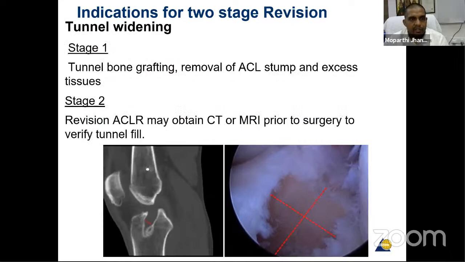Next, for tunnel widening, remove the ACL stump and excess tissue, and do the bone graft. In stage two, we do the anterior cruciate ligament reconstruction after obtaining a CT or MRI prior to surgery to see the tunnel fill. Because if you place the bone graft, we have to wait 4 to 6 months to go for the stage two procedure, because the graft will get incorporated. Then we can do the ACL revision, the anterior cruciate ligament reconstruction, like a primary ACL with the basic principles.